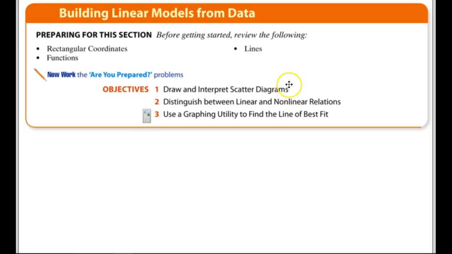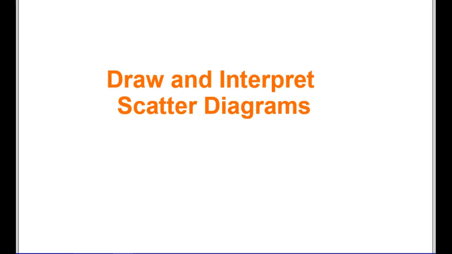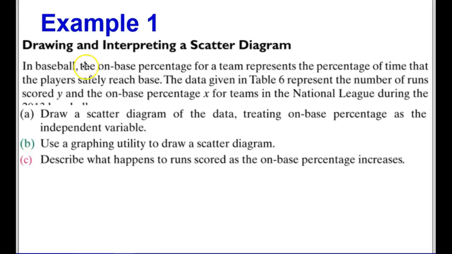And we've done some of this hopefully in the past, but now we're going to do some other things with it. We're going to look at some linear and nonlinear relations, and then we're going to find the line of best fit. And I'm also going to walk you through how to use Desmos to find that as well, because we'll use that a bunch this year. So first we're going to draw our scatter diagrams.